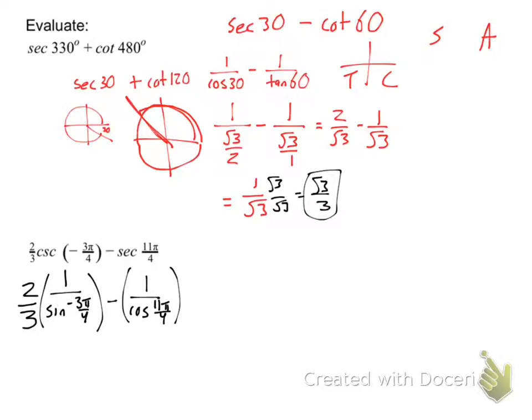The 2/3 is still going to camp out front. I'm not changing that. I still get sine and I still get cosines, but now I'm going to change the value inside of the angle to its coterminal angles. If you need to, draw yourself a diagram. So if I go backwards 3/4 of pi, 1, 2, 3. There I am. I'm in the third quadrant.